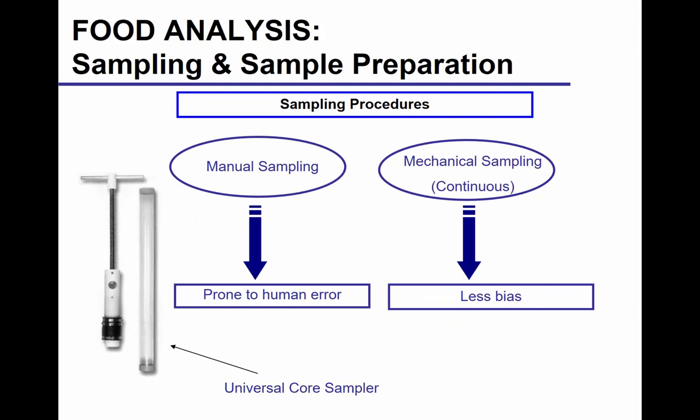So let's say the sample is homogeneous and you're going to select a sample. There is manual sampling, where you can just use a tool like a universal core sampler to take a sample. It's prone to human error. However, there's also mechanical sampling that is built in within the unit of operation, where samples are withdrawn automatically at certain time points. And of course, it has less bias, and these samples can be analyzed once they are withdrawn mechanically.